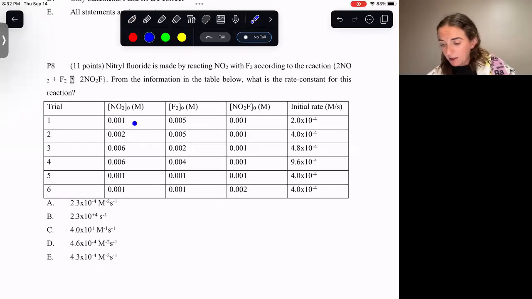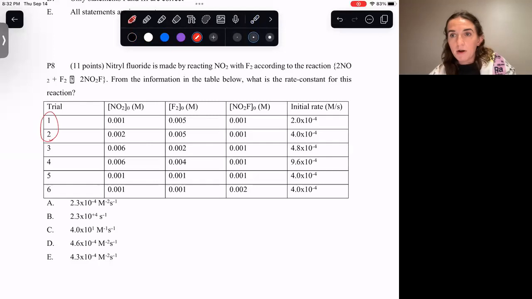So right here we have it going from 0.001 to 0.002. And if we look at fluorine, that's staying at the same concentration. And then the NO2F is also staying at the same concentration. So 1 and 2 is a good trial if you want to find the order for NO2.